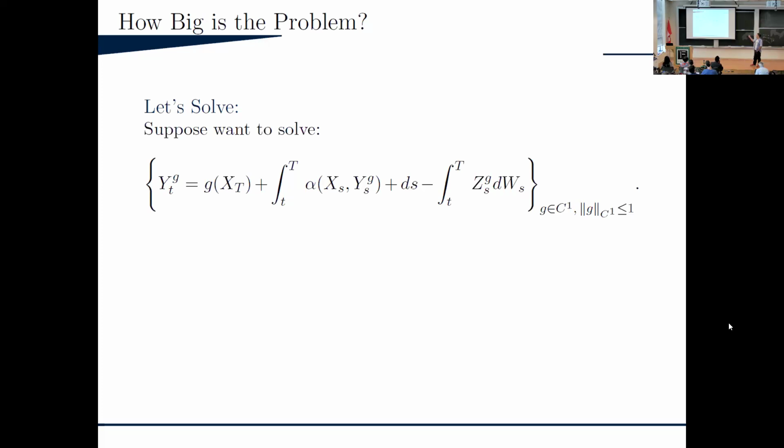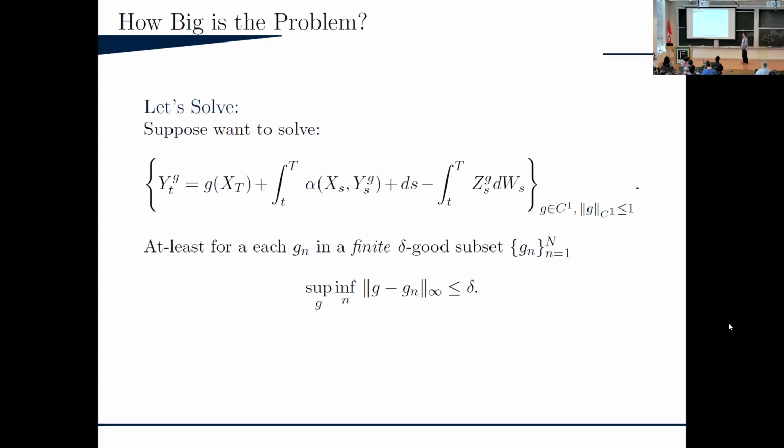Okay, so that's it. But we have an infinite set of these. Okay, I'd like to solve them simultaneously. This is the point of the talk. Of course, this is infeasible by rerunning this many times. So what if I just make do and say I want to solve a really good finite subset? But what I mean by this is, say you pick some delta, this ball is, we know, compact in the supremum norm.